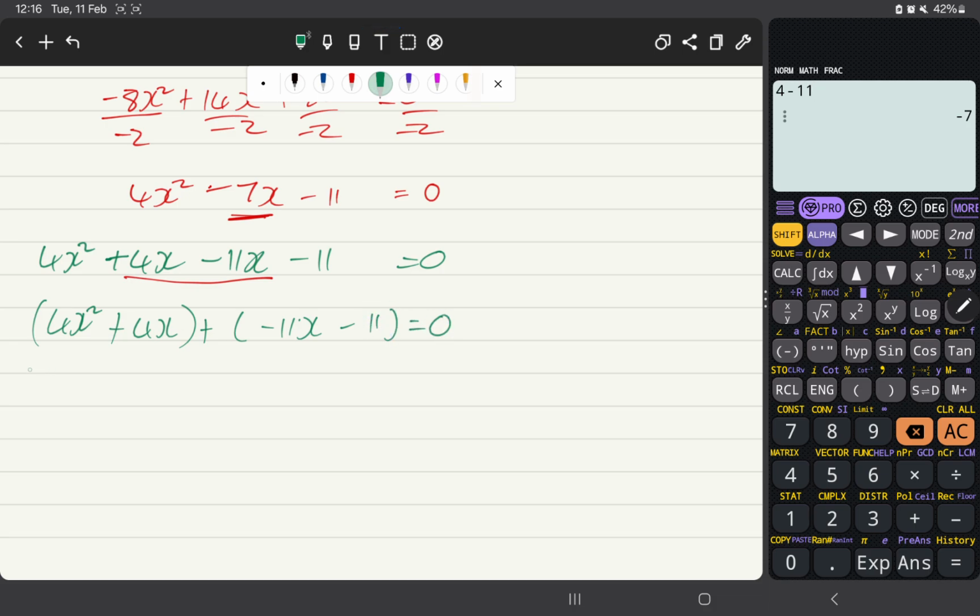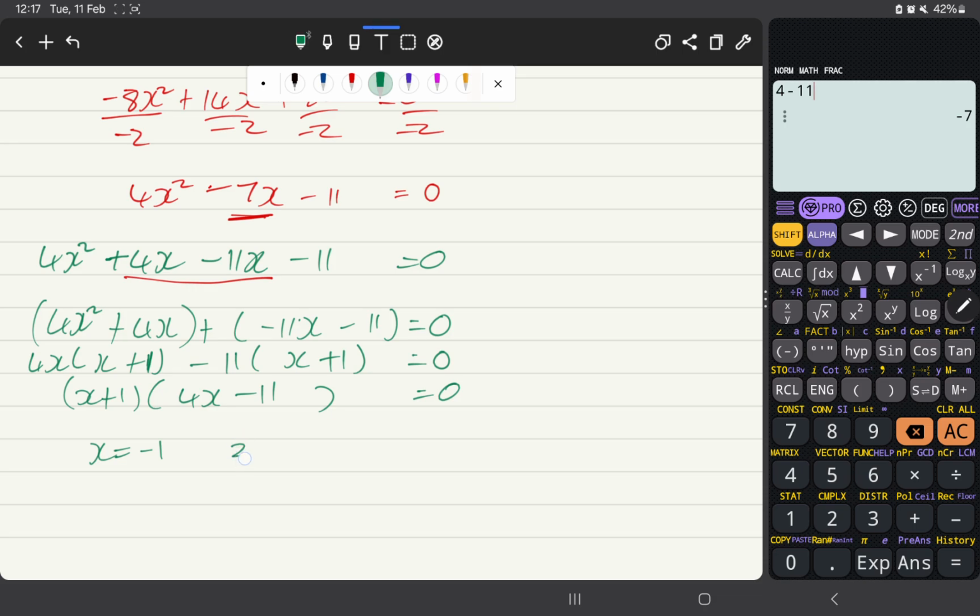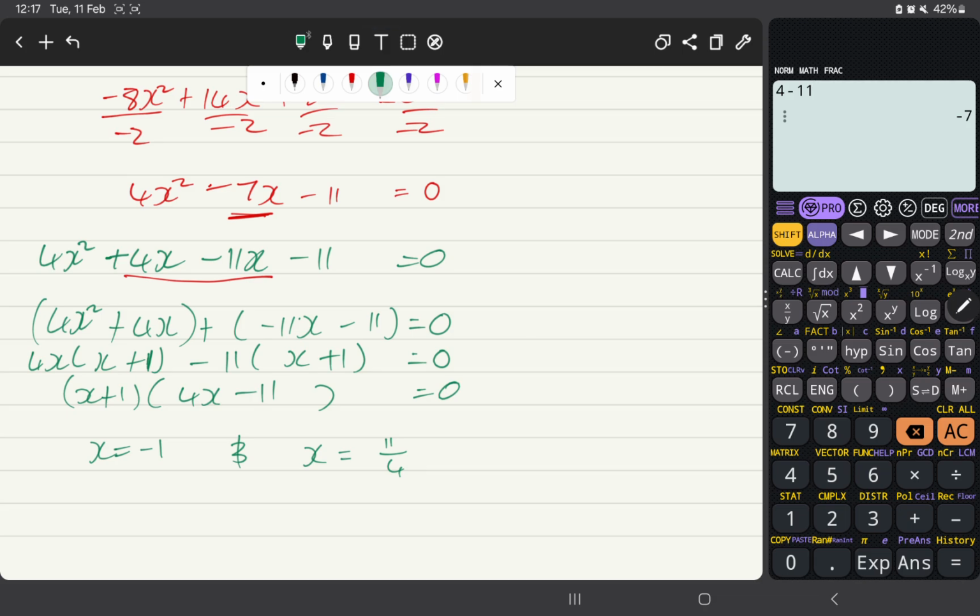Taking out the common factor, I have 4x times x plus 1. I take out minus 11, and I have x plus 1 equals 0. Then I have x plus 1 and 4x minus 11 equals 0. So x equals minus 1, and x equals 11 over 4. That is just me doing the maths.